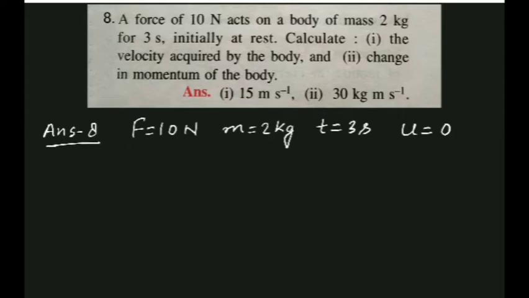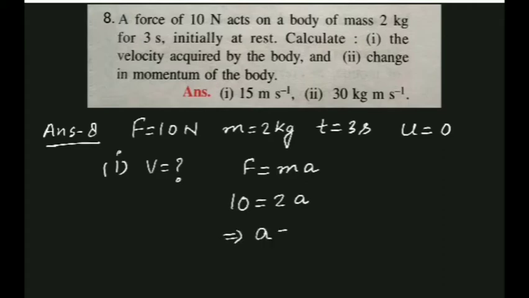Now what have been asked? The velocity acquired by the body. It means we have to find V. Okay, so first of all we have to find out the value of A. We will apply the formula of Newton's second law of motion. F equals to ma. 10 equals to 2 into A, or you can write A equals to 10 upon 2 equals to 5 meter per second square.